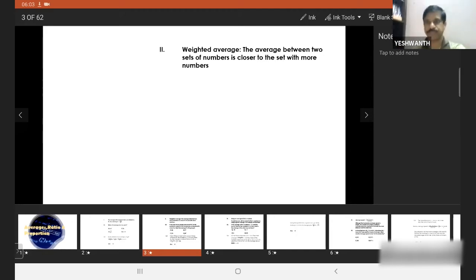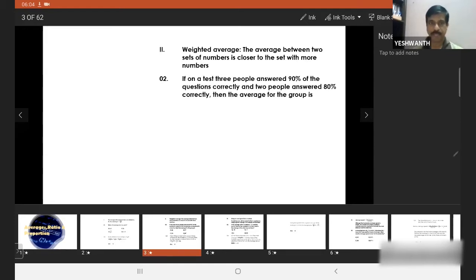Now, weighted averages. Weighted averages means we need to take the product. Suppose a number 3 is repeated 5 times. The weight of that will be 3 into 5. If you have 10 such things, you calculate the total weight of each individual element and the sum of all those divided by 10. That is called a weighted average.